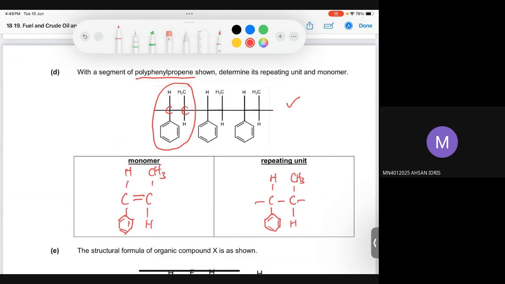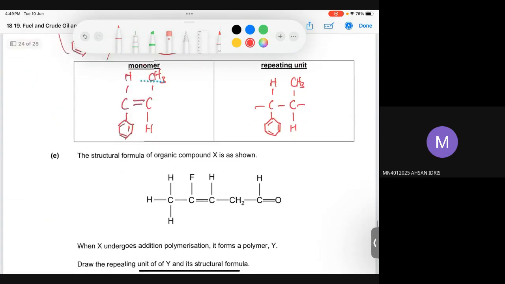And if I want to draw the full structural formula of the repeating unit, it will look like this. So this is the full structural formula. And I'm sorry, let me rewrite this. So this is actually the full structural formula of your polyphenylpropene. So this is the polymer, this is the monomer, and this is the repeating unit. Thumbs up if okay.